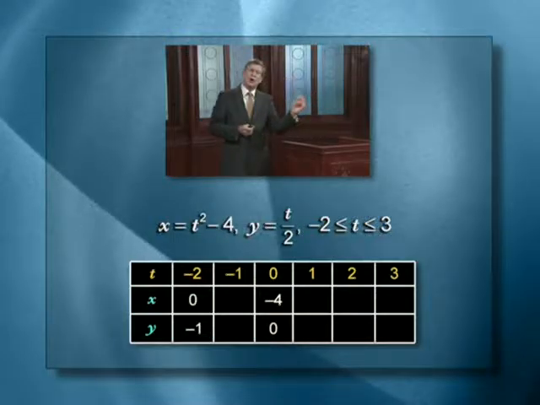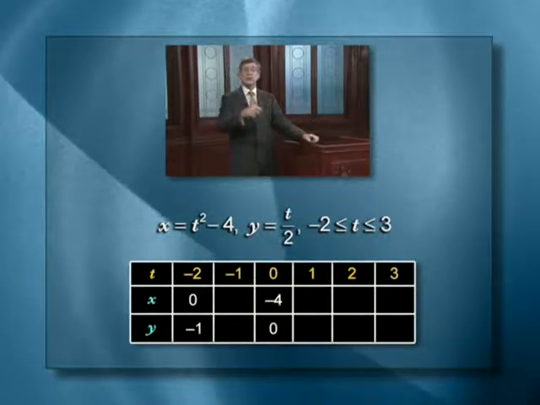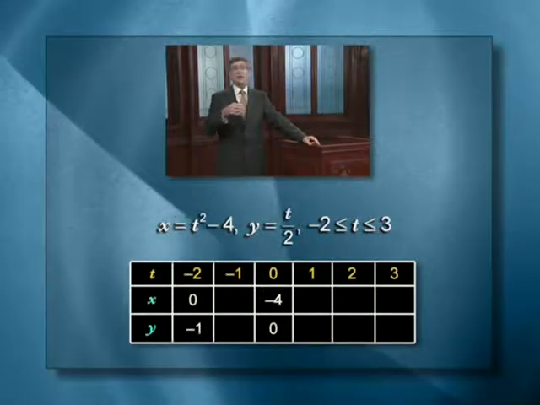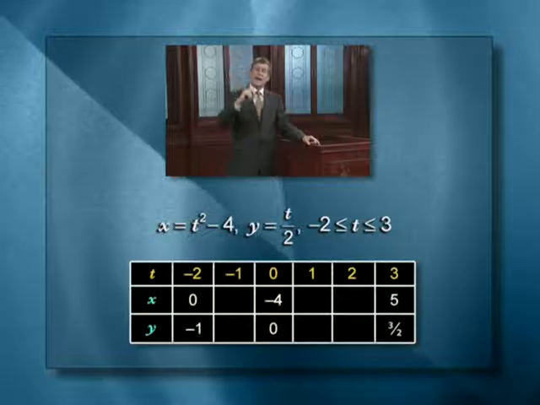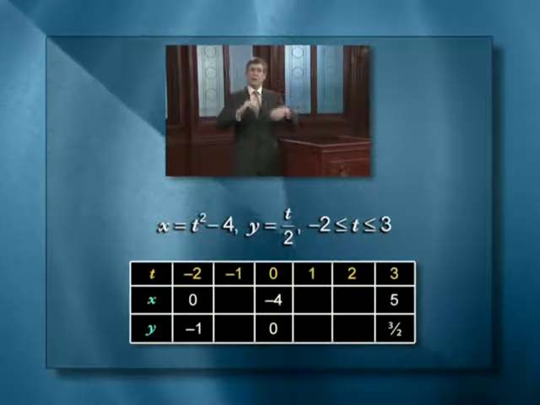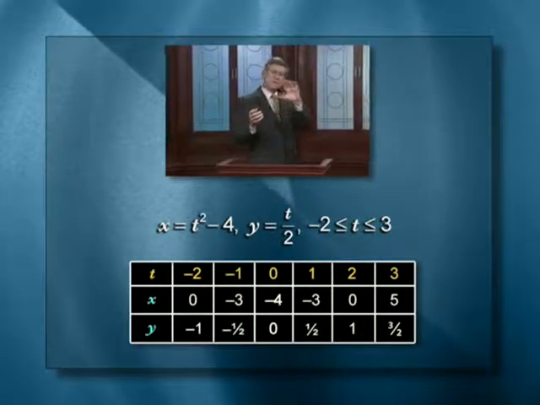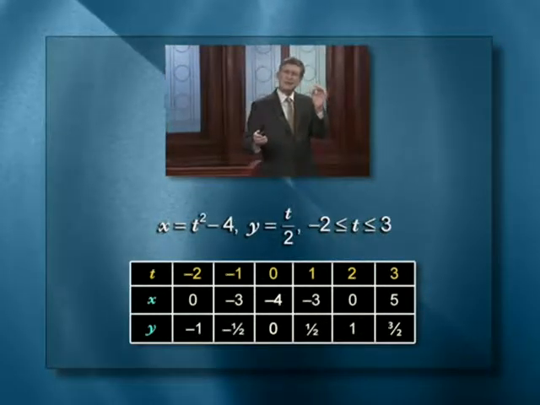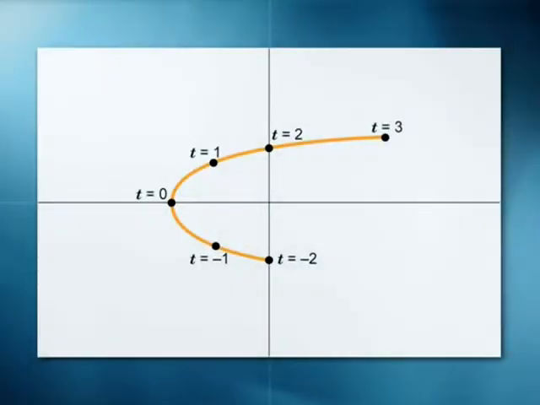And then I'll finish off with t equals 3. What do I get? x will be 3 squared minus 4. 9 minus 4 is 5. And y will be 3 halves, and that'll be the y coordinate of the point. So you fill out this table of values, plot those points, and then connect them with a smooth curve. And here's what you get. Isn't this an interesting picture? I really like this picture.